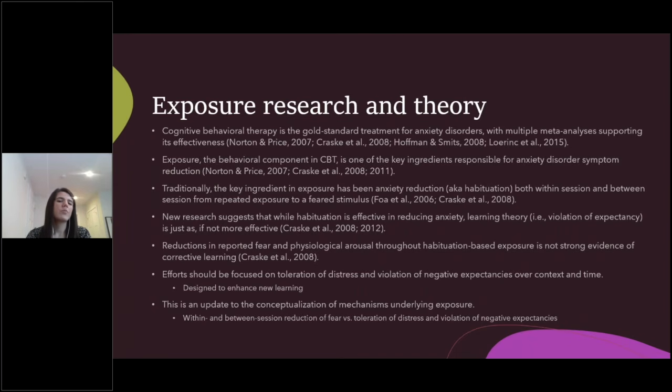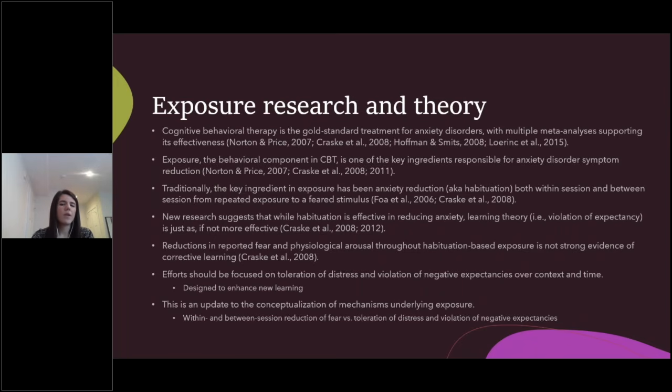And exposure, which is one of the behavioral components in CBT, is one of the key ingredients that is responsible for anxiety disorder symptom reduction. Traditionally, we have recognized that the key ingredient in exposure for anxiety reduction has been habituation, both within session and between sessions, from repeated exposure to a feared stimulus. So the habituation model, or the emotional processing theory model, has traditionally used habituation as the marker of anxiety reduction and the marker of treatment success.